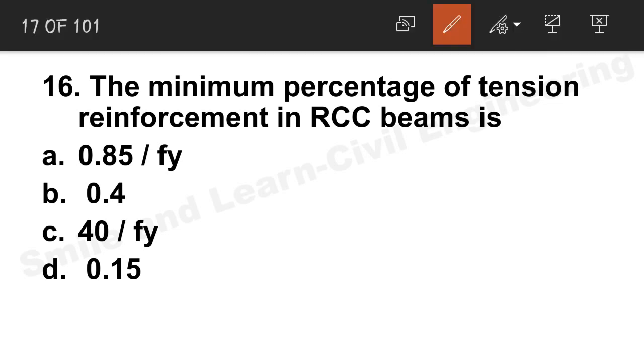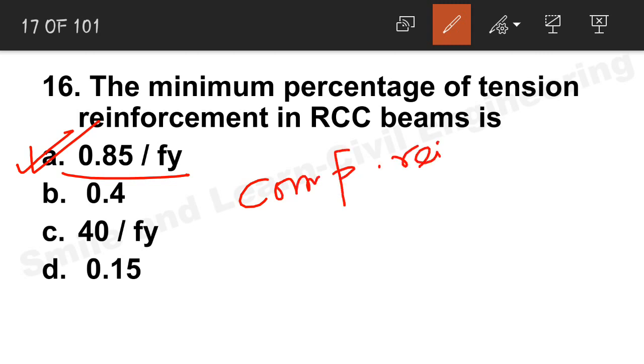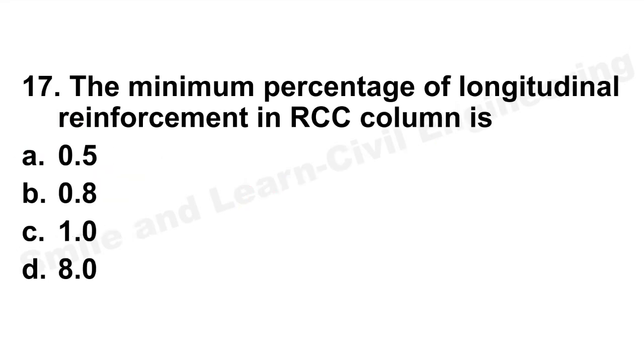Minimum percentage of tension reinforcement is 0.85 Fy. Okay, and just mention in the comment section what is the minimum percentage in compression reinforcement. Mention it in the comment section. Okay, let's move on to the next question, number 17.